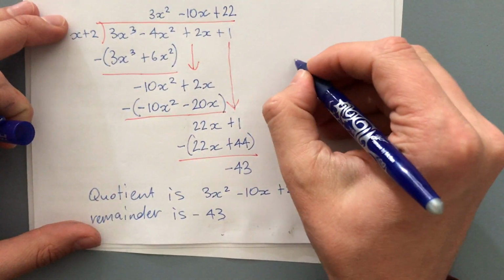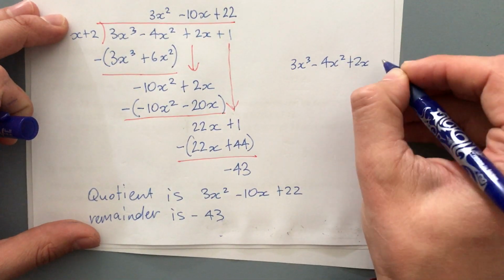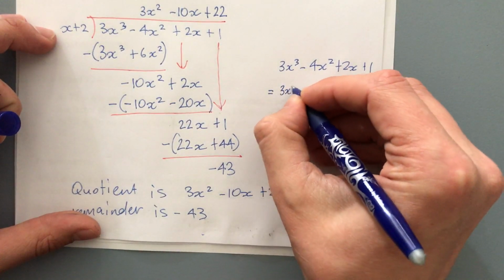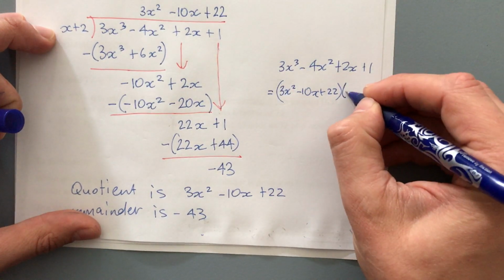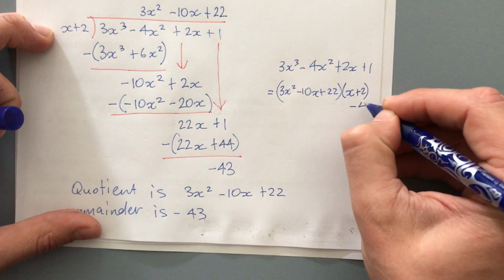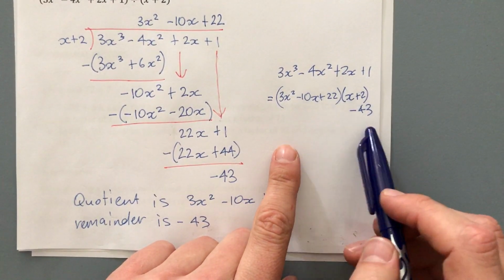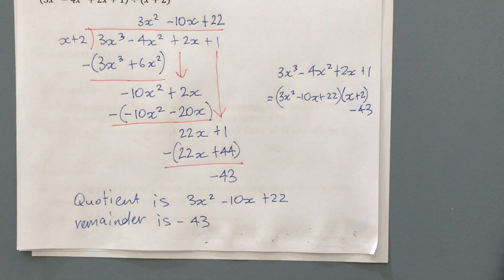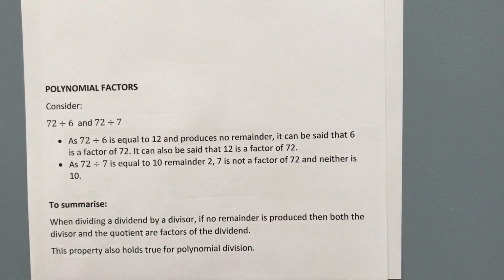So 3x cubed minus 4x squared plus 2x plus 1 is equal to 3x squared minus 10x plus 22 times x plus 2 minus 43. So expanding those two brackets out, taking 43 from your result, will produce that original cubic that you started with. Okay. There's one more that we're going to do here now.